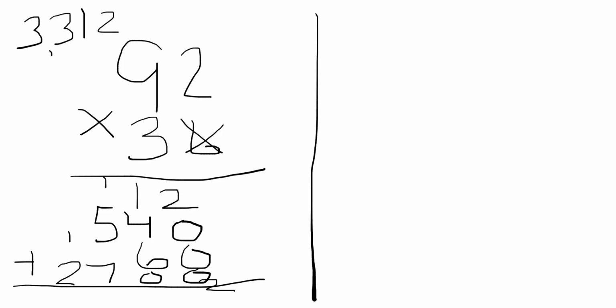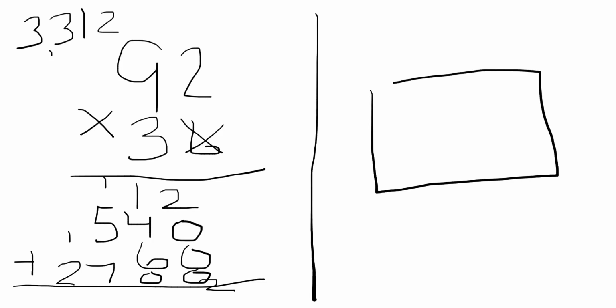So when I do the area model this time, I am going to need not just 2 boxes, but 4. Because I have to break apart by place value the 92 and also the 36. So I'm going to start with 92 at the top.